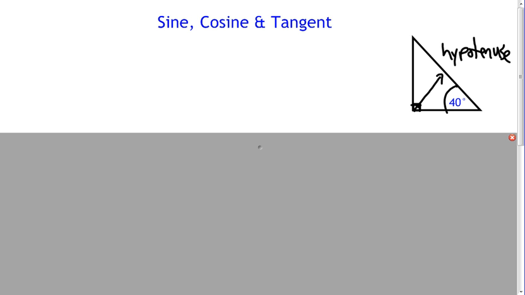Because we're talking about this angle here, the 40 degrees, the side at the opposite end of the triangle is called the opposite side. And the other side is called the adjacent side. It turns out that for right-angled triangles, there's an interesting relationship between the opposite, the hypotenuse, and the adjacent sides. I'm going to show you that now just by looking at a quick animation.